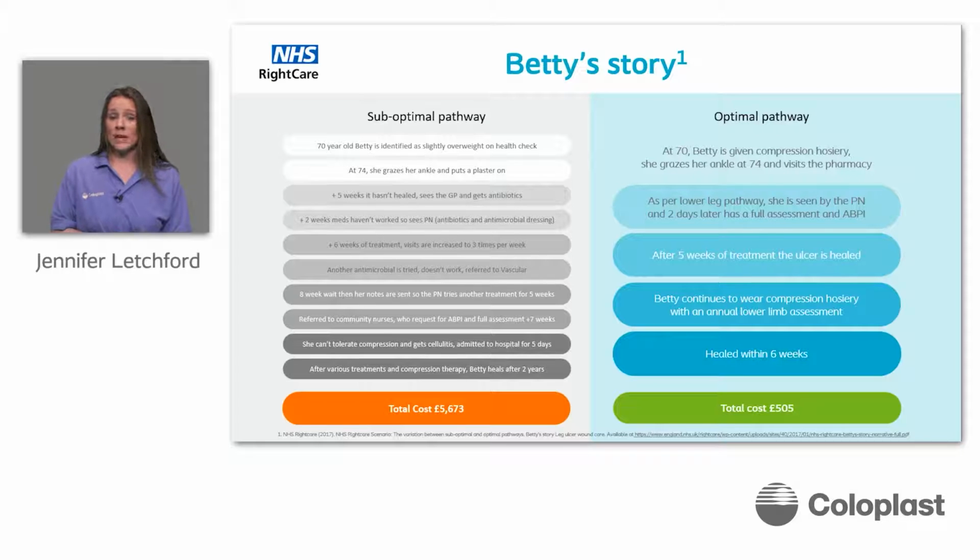At 74, when she then grazed her leg, she visited the pharmacy. And as per the lower leg pathway, she was seen by a practice nurse and 2 days later had a full assessment and ABPI. 5 weeks later, the treatment had worked and the ulcer had healed. Betty continued to wear that compression hosiery in order to prevent further breakdown and was then given an annual lower limb assessment. She healed within 6 weeks from start to finish at a total cost of £505. So you can see here the difference between suboptimal care and an optimal pathway of care.